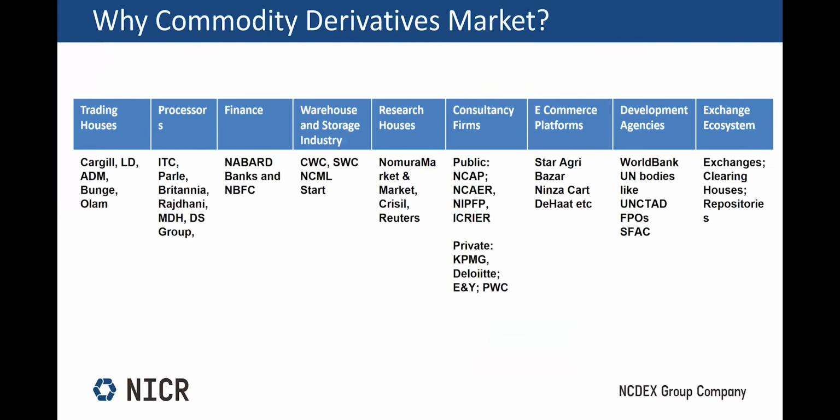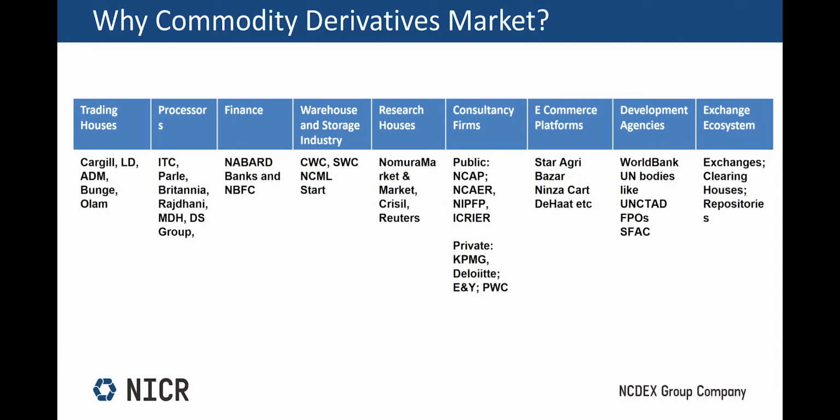So these are certain examples for you to understand. Among the trading houses, I have just named a few, which are large and maybe easy to remember names. We have organizations like Cargill, Louis Dreyfus, ADM, Bunge, Olam, and there are many more. Then we have the agri processors, large and small and regional processors. There are many names, like ITC, Parle, and Nestle of the world.